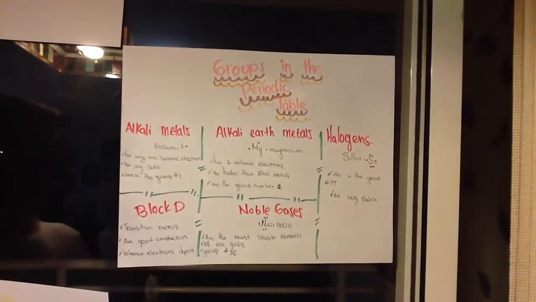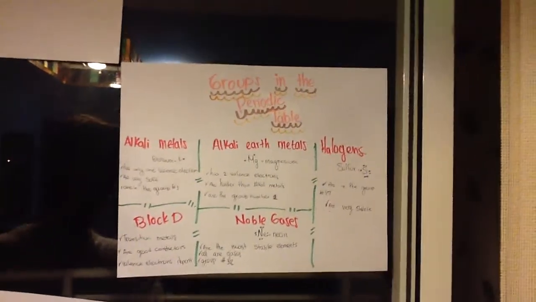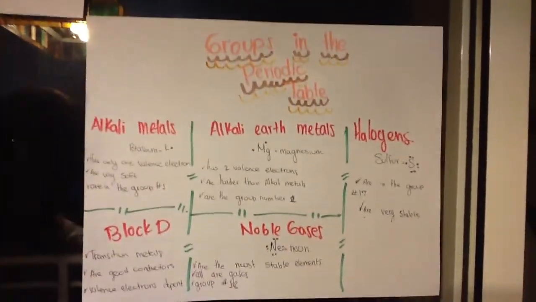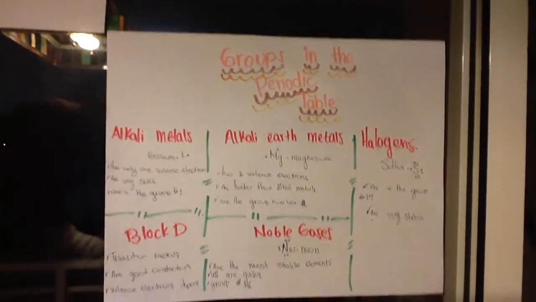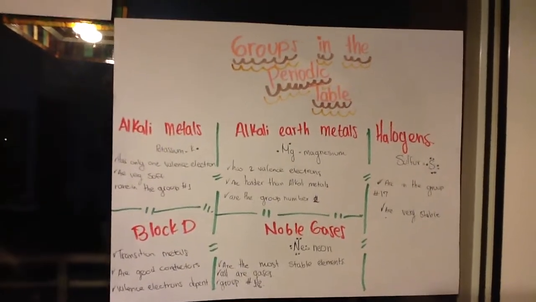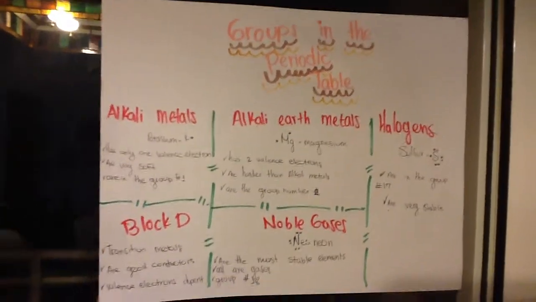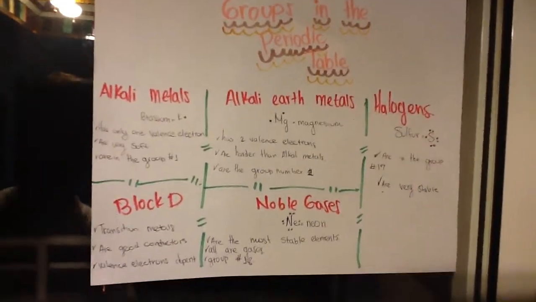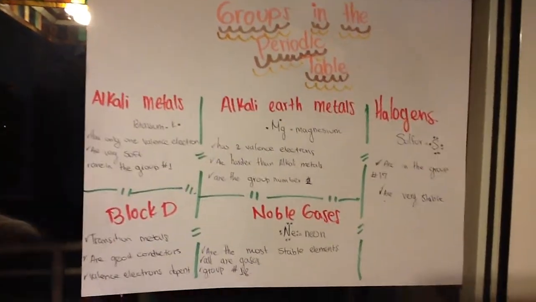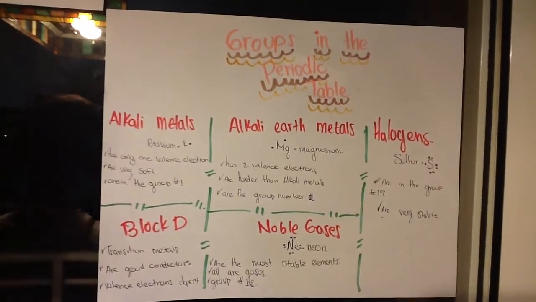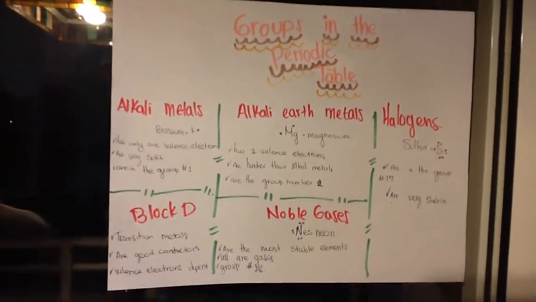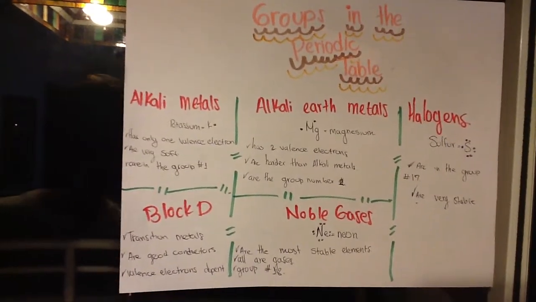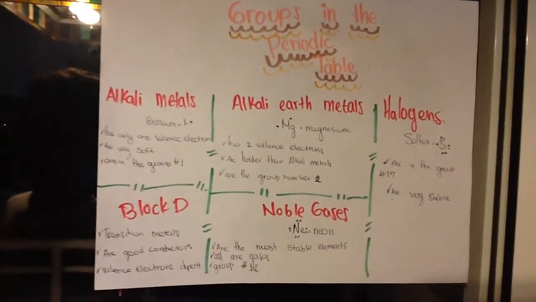Then we have the halogens that are in group 17 and are very stable. But finally we have the noble gases that are the most stable elements in all the periodic table. They are all gases and are in group 18. Their name is because they have 8 valence electrons in their last shell. For that reason they are very, very stable.